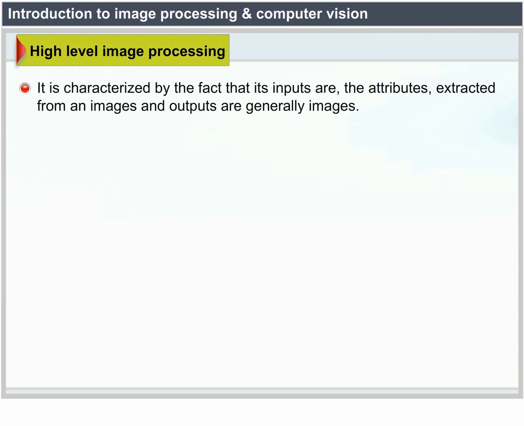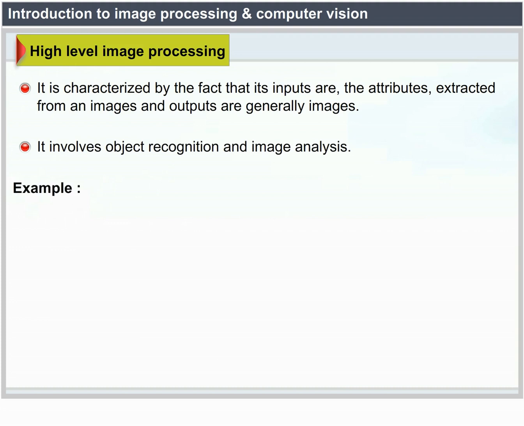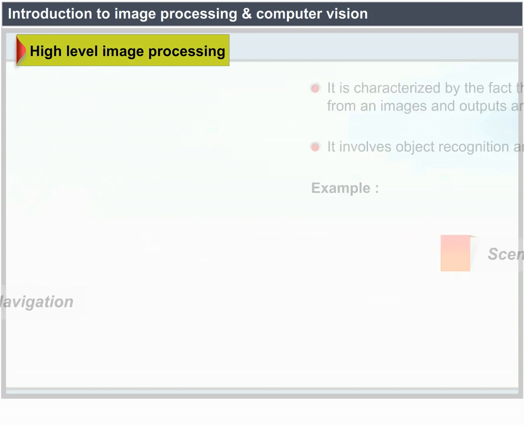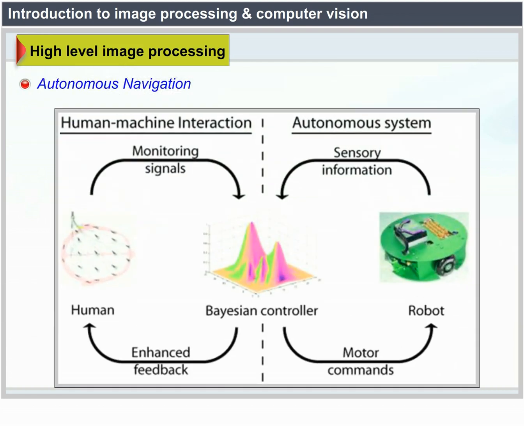High-level image processing. It is characterized by the fact that its inputs are attributes extracted from images and outputs are generally images. It involves object recognition and image analysis. Examples: scene understanding, autonomous navigation. Please view the diagram.